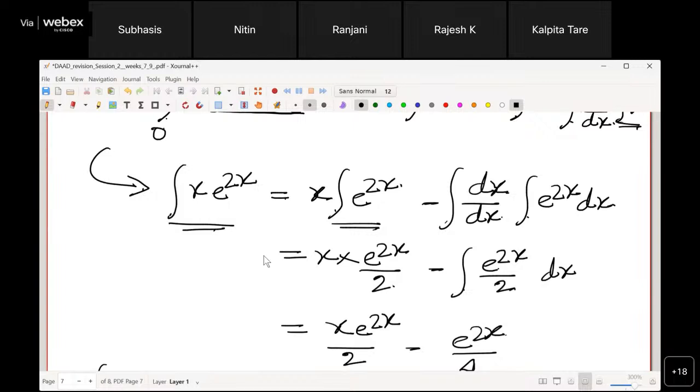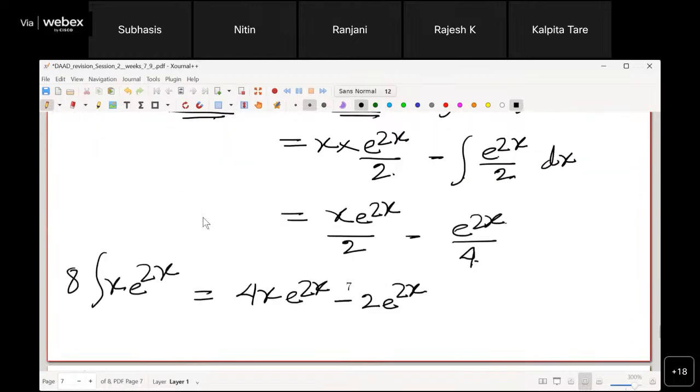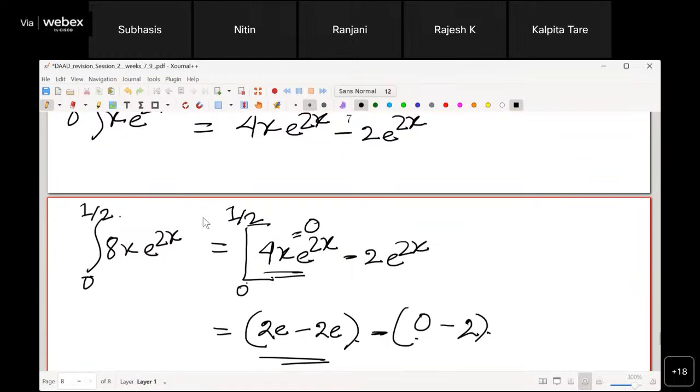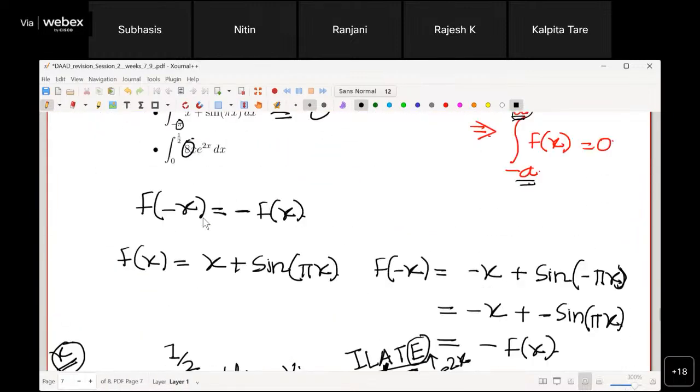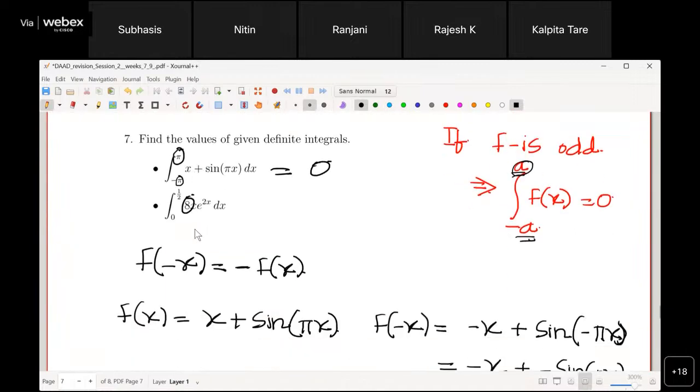A quick question. Why didn't we check whether the function is odd or not here? We use the UV method here, but why didn't we check? So the thing is, I know that this function is not odd. So that's why I didn't check. I already know the answer.